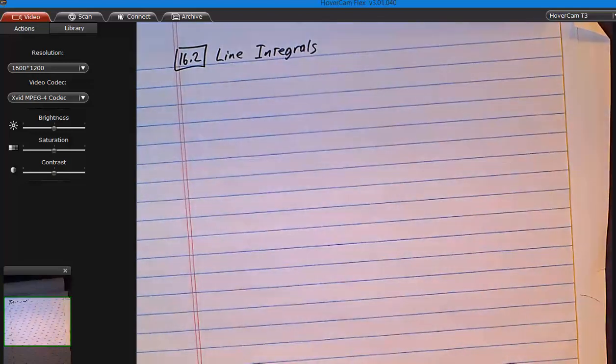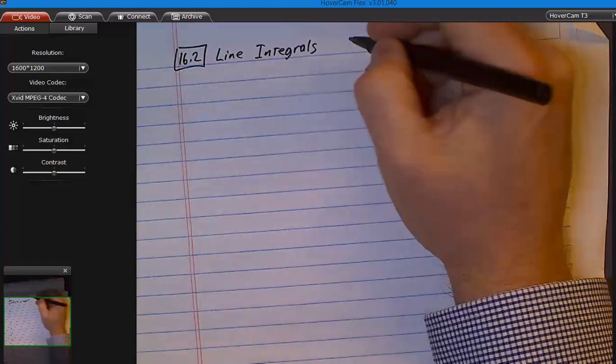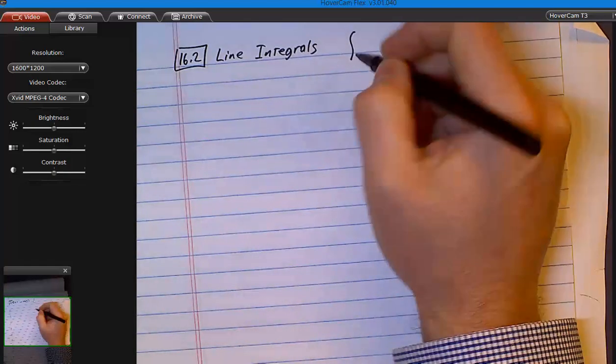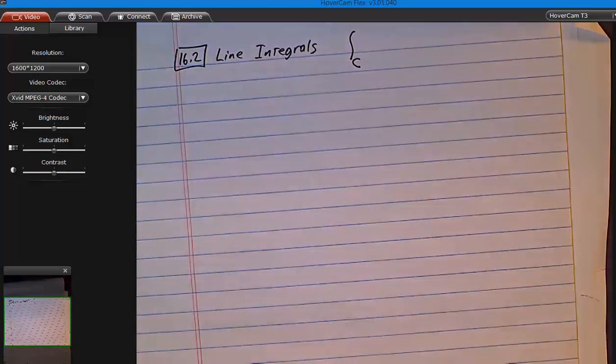And I like a couple of the pictures that they have in the book. So again, the symbol we're going to use, right? We're going to have an integral symbol, but you'll know it's a line integral because you're going to see a little C down here, which stands for curve. Okay?